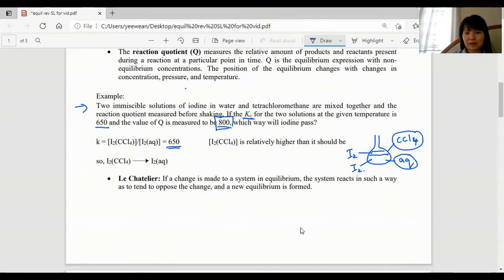Which way will iodine pass? We need to lower this 800, we need to lower it to 650. At this moment, there's too much in here, that's why the value is high. So we need some of the iodine from CCl4 to move towards the aqueous layer, so that 800 would drop to 650. So which direction is the iodine moving? It's going to move towards the aqueous layer.